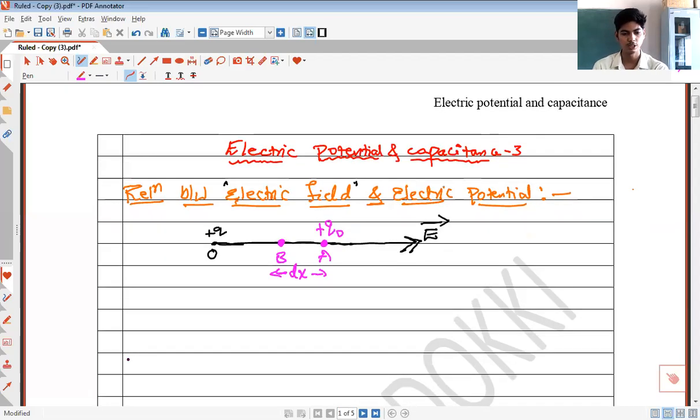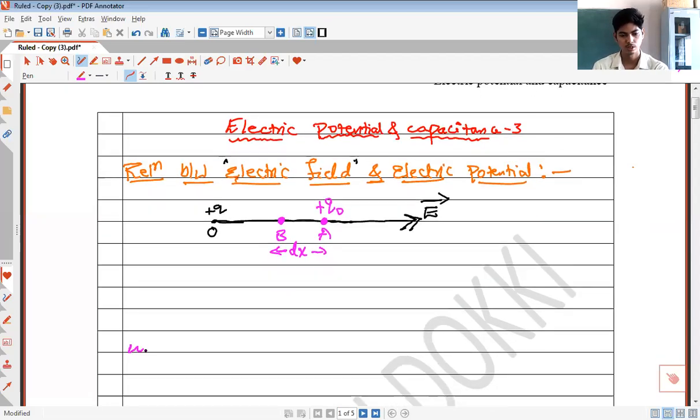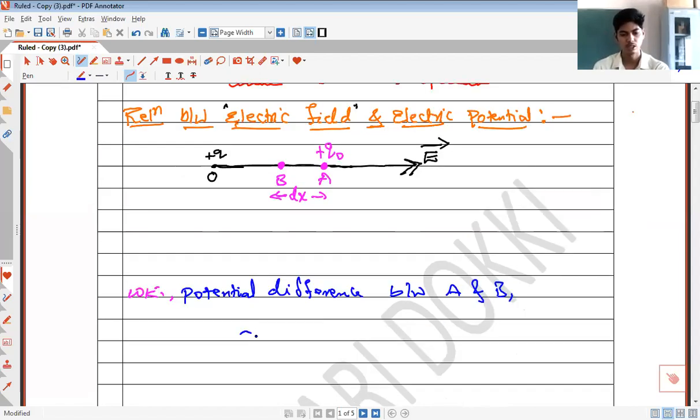We can define potential difference as follows. Potential difference between A and B is represented by dV and is defined as dW divided by Q naught. Potential difference is defined as the amount of work done to move a unit positive test charge from one point to another point in the electric field. This is how potential difference is defined.